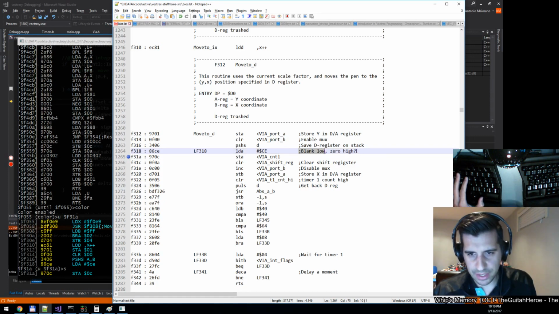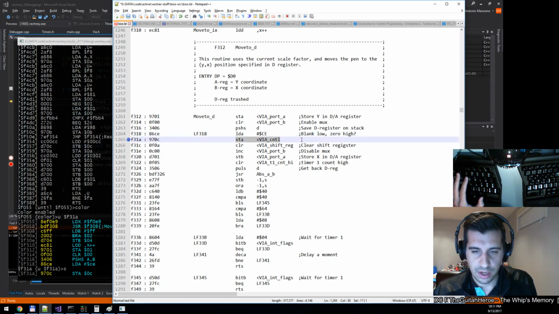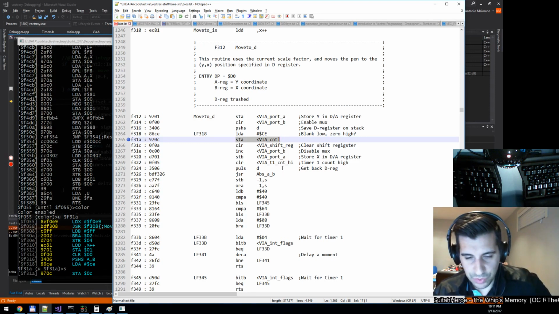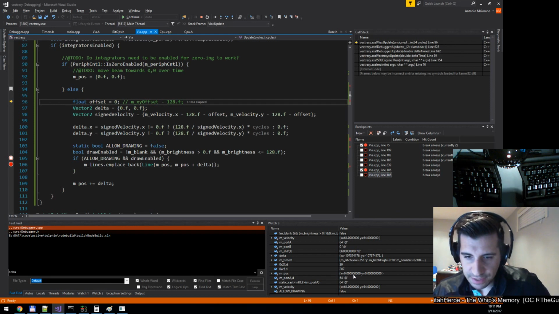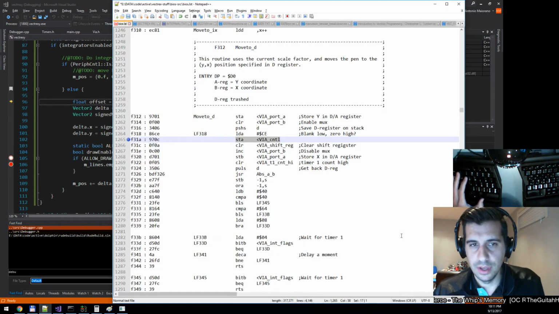See, blank low is 0, high is correct. I wonder if that question mark was also because whoever commented this was surprised to see it that way. Because when you do that, the vector hardware, assuming it starts running right away, would start moving the beam towards whatever stale values were left in those registers. Like in my case, we have a velocity of 64, 64. That's been left over. From where, actually?